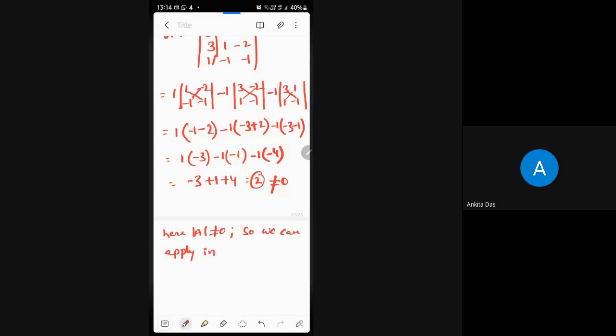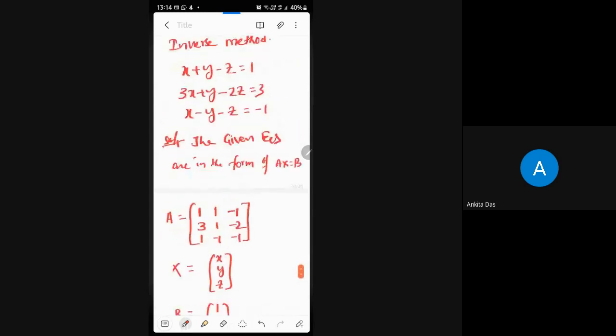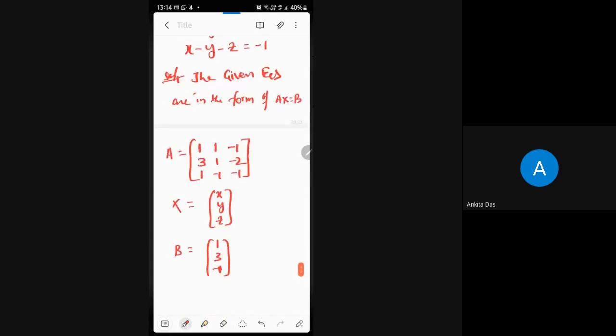Inverse method. We can apply inverse method. Okay, any doubt till this? So one part is over in this solution. First, I have written 3 matrices from the given equations. These are the 3 given simultaneous equations. Based on that, I have written the coefficients matrix, variables matrix, and constants matrix.